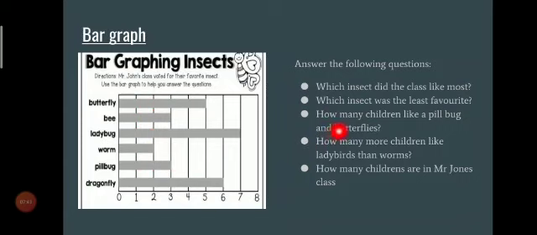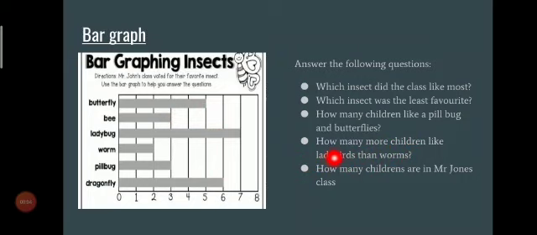Question number 3. How many children like a pillbug and butterflies? The number of students you have to count. How many votes for the pillbug? 3. And for the butterfly? 5. 3 plus 5, 8 is the answer. Now the rest of the 2 questions you are going to give me the answer.